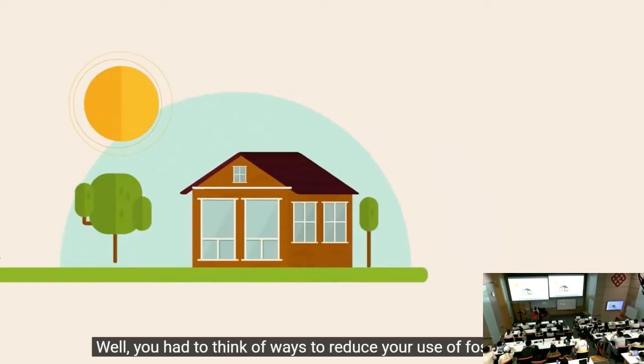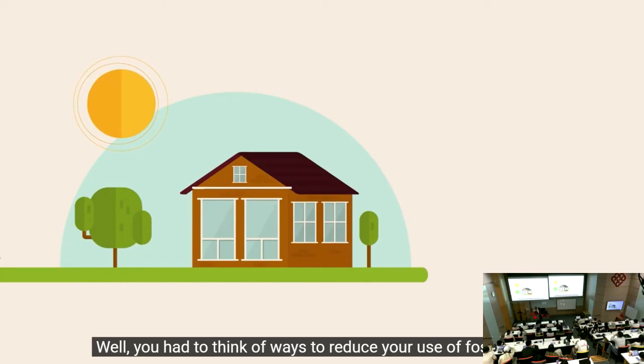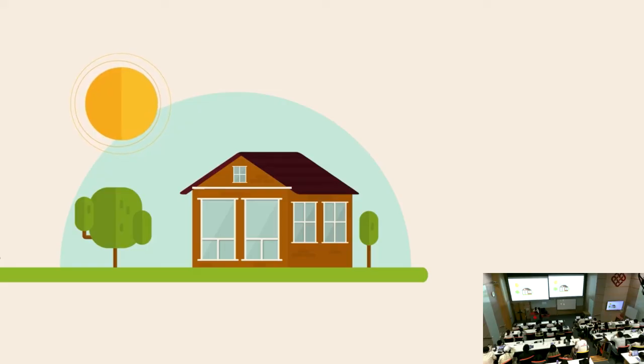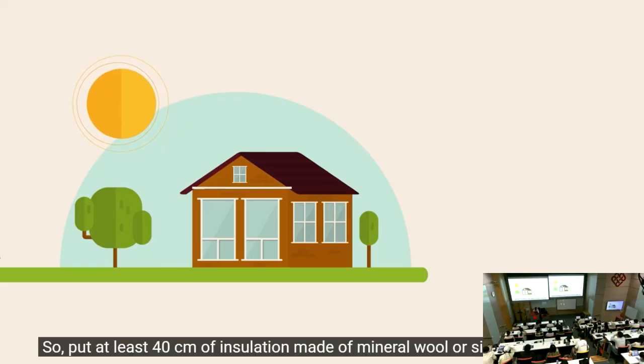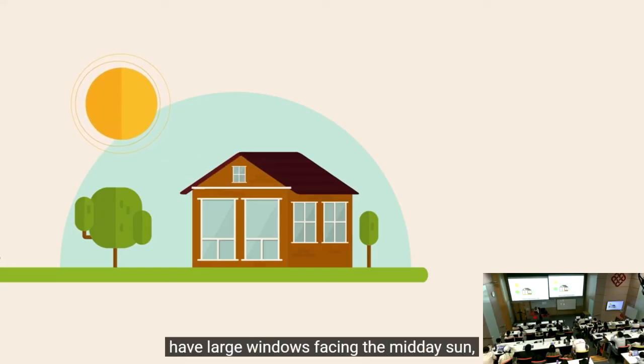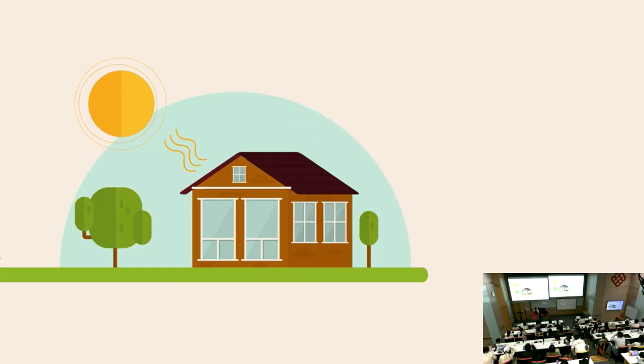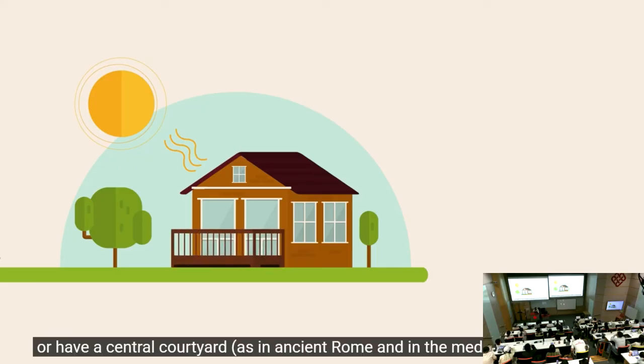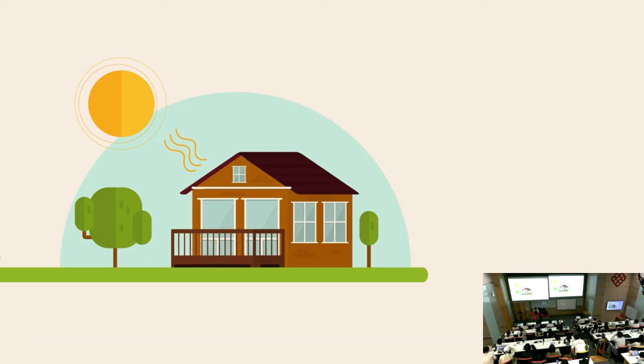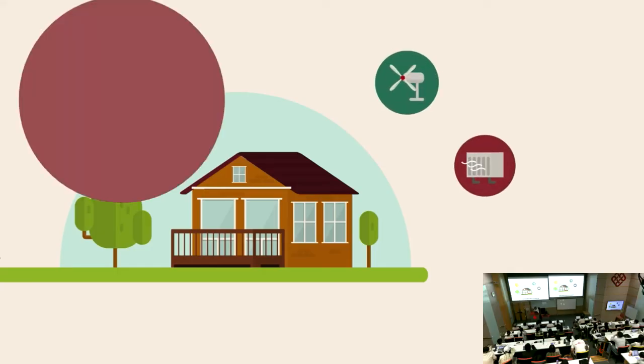Well, you had to think of ways to reduce your use of fossil fuels. You might use energy to heat your home or cool it down. So, put at least 40 centimeters of insulation made of mineral wool or similar in the attic. Have large windows facing the midday sun and small ones opposite. Fit triple glazing, now standard for new homes in Canada and Scandinavia. Insulate the walls of your house well. In hot climates, build verandas or have a central courtyard, as in ancient Rome or the Medinas of Morocco. With natural cooling, you avoid the need to use air conditioning or fans.